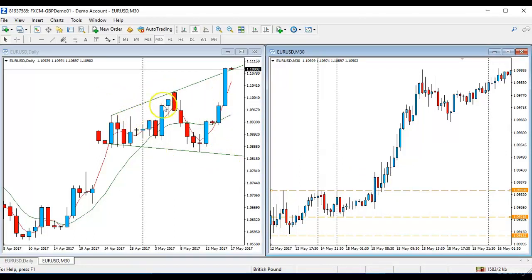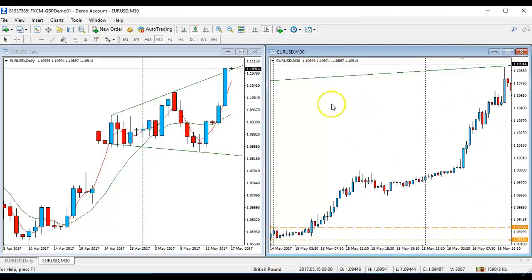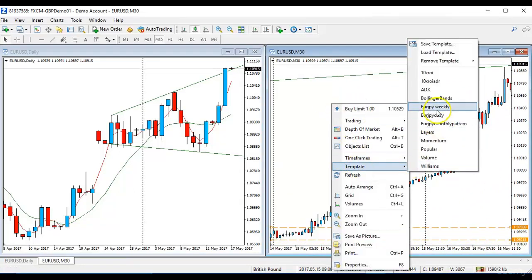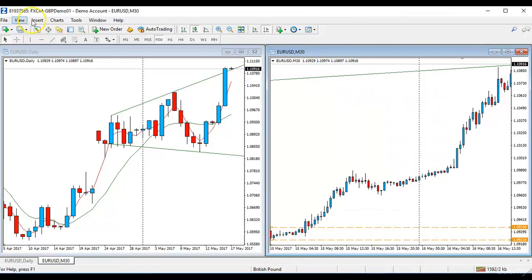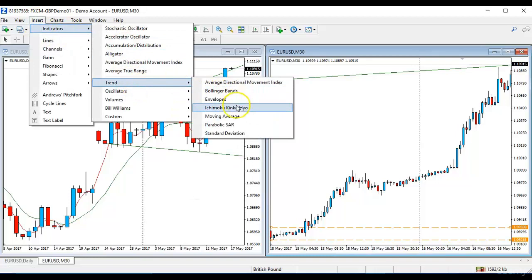We've already seen the setup on the daily chart, and this is where we start to look for low risk opportunities to get into this move. Now, if I just overlay this with two moving averages to measure momentum, okay, let's just do that.